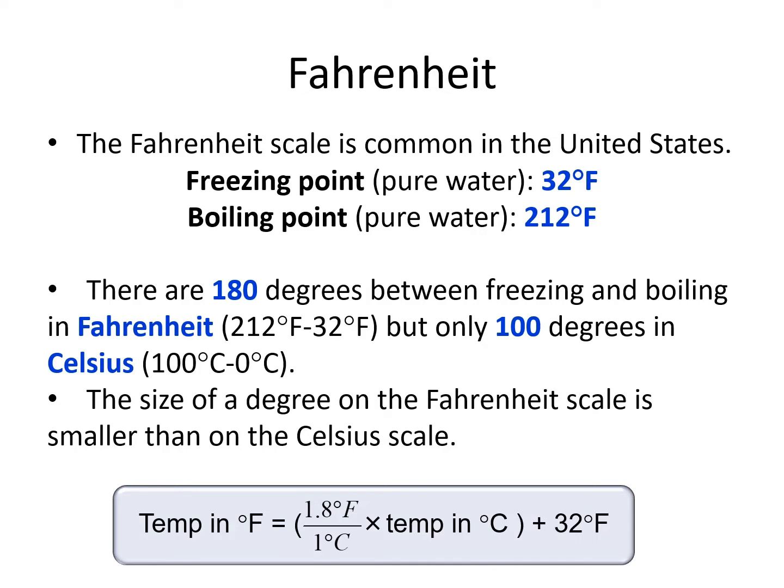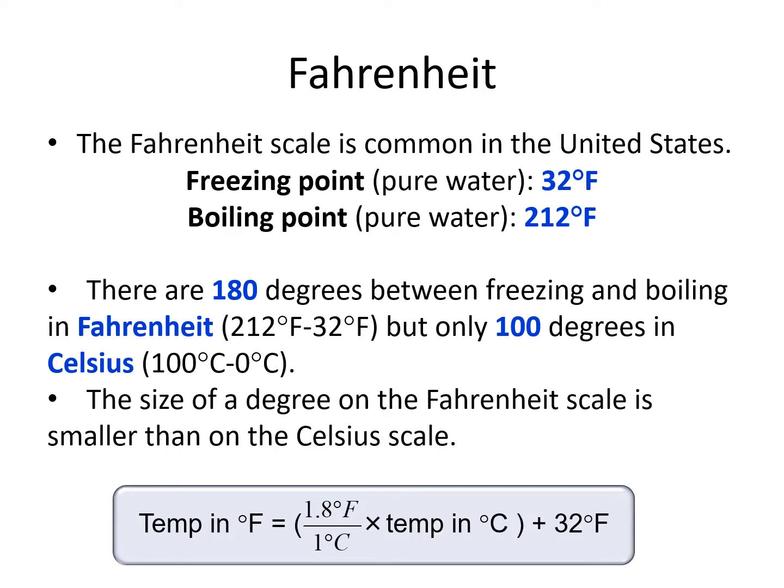Using the Fahrenheit scale, the freezing point of water is 32 degrees, and the boiling point of water is 212 degrees. 212 minus 32 is 180, which means on the Fahrenheit scale there are 180 degrees between the boiling and freezing points of water. This is different from the Celsius and Kelvin scales, which have 100 degrees between the boiling and freezing of water. This makes the size of the degree on the Fahrenheit scale smaller than the size of the degree on the Celsius or Kelvin scales. More of those smaller degrees are needed to reach the boiling point of water.